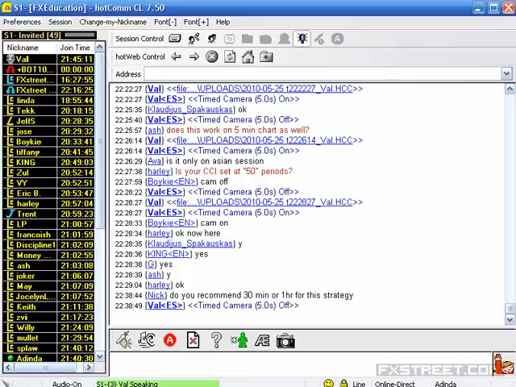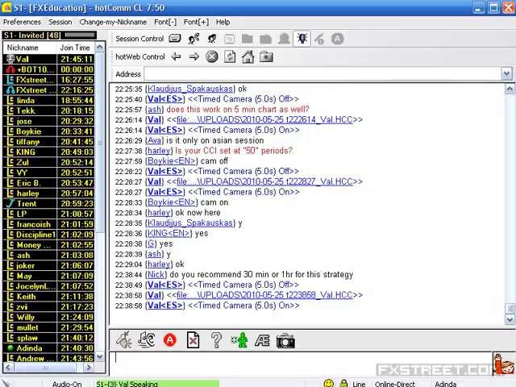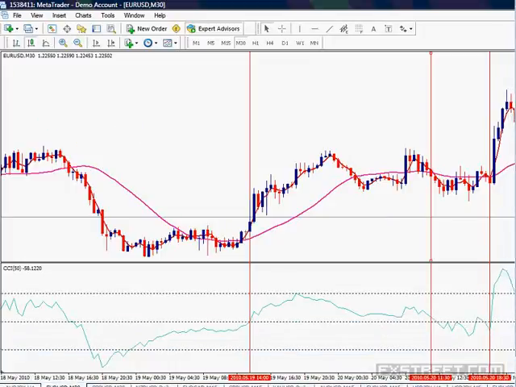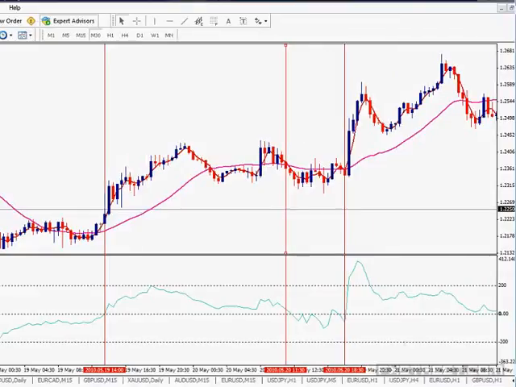I take the cam off for a second. Nick, 30 minutes, this is a 30 minutes chart. I have tested it on this 30-minute chart, so I recommend it for 30 minutes. When the indicators get flat, it's not worth it. And let's see what's going on right now.